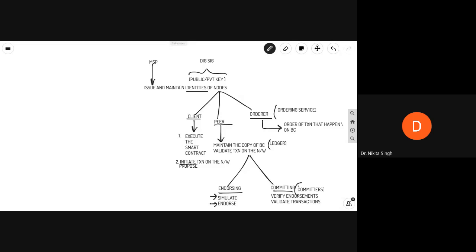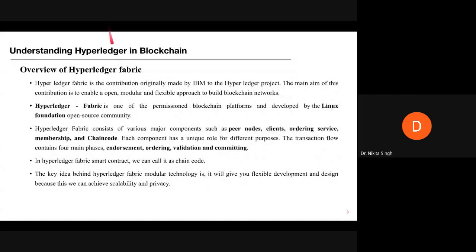If you look at this here, we have talked about peer nodes, that is the endorsers and the committers. We have clients that propose transactions and initiate smart contracts. We have ordering services that order the transactions that happen on the blockchain, compile them into a block, and send them to the committing peers to commit to the blockchain. Then we have the membership service provider, which we have already talked about.